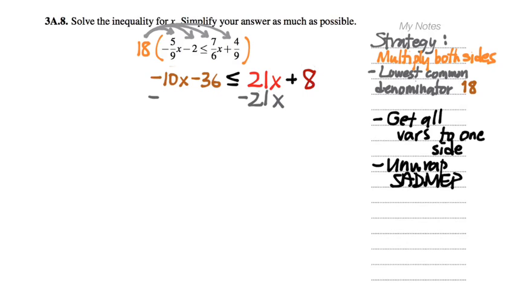I'm following my left-right bias here, where I like to have all my variables on the left and all my constants on the right. So I'm going to subtract 21x from both sides. What's negative 10x minus 21x going to be? Negative 31x, right. So we still have to do some addition and subtraction of numbers with mixed signs. That's never going to fully go away. So I get negative 31x on the left-hand side. Why don't I just leave it at that? So it's negative 31x minus 36, less than or equal to 8. Okay, then what comes next?